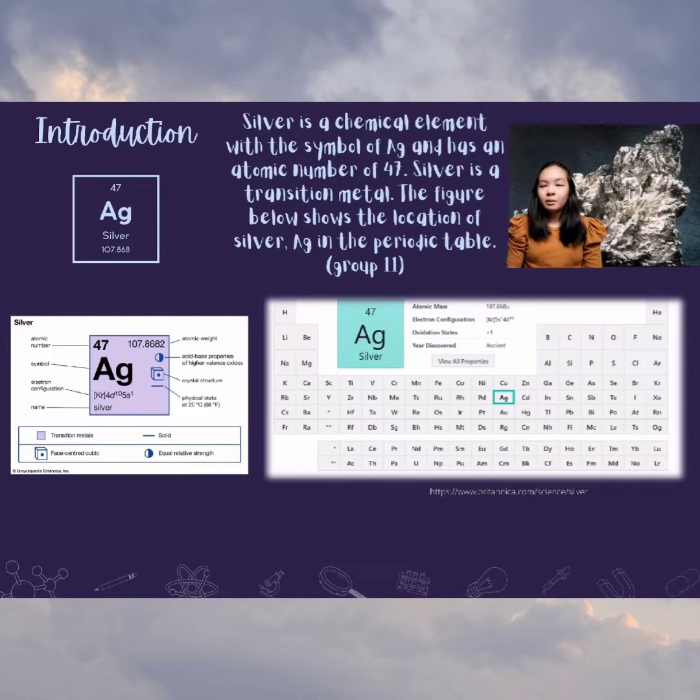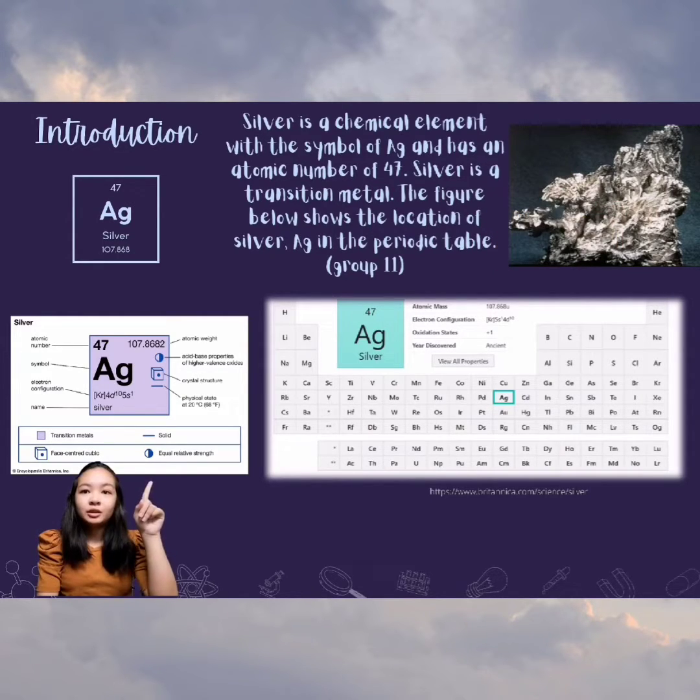Silver is a chemical element with the symbol Ag and an atomic number of 47. Silver is a transition metal since it is located in group 11, which is shown in the periodic table below. This part right here is the short summary for the introduction for silver.